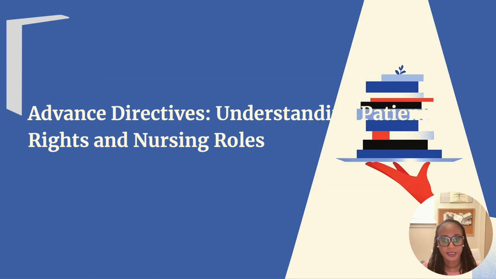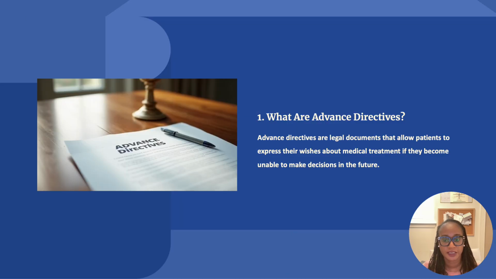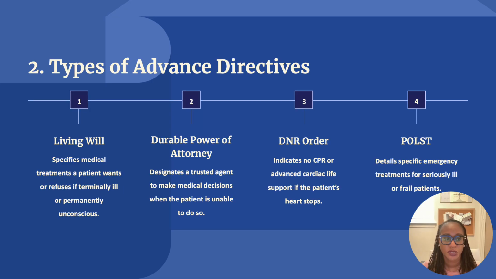Let's talk about advance directives. What is an advance directive? Advance directives are legal documents that allow patients to express their wishes about medical treatment if they become unable to make decisions in the future. These are the types of advance directive: a living will specifies treatment a patient wants or refuses if terminally ill or permanently unconscious. So they specify what type of medical treatment they may want.